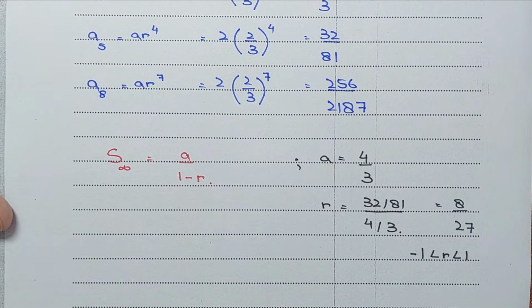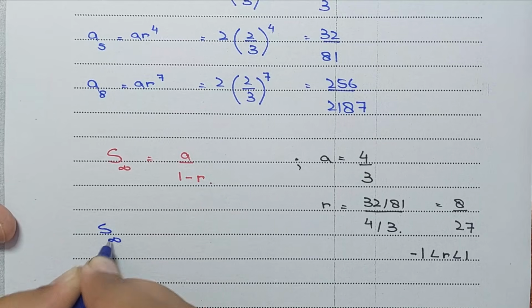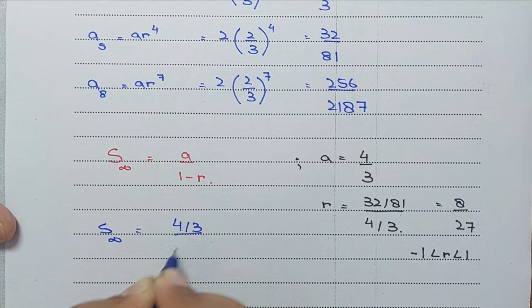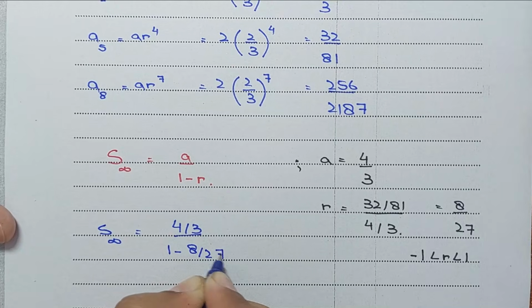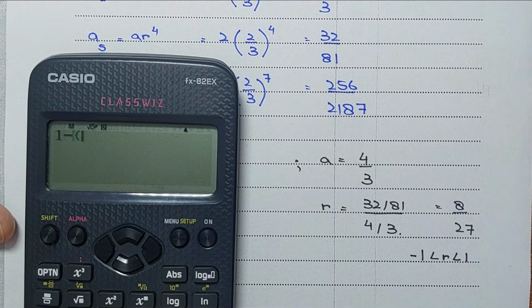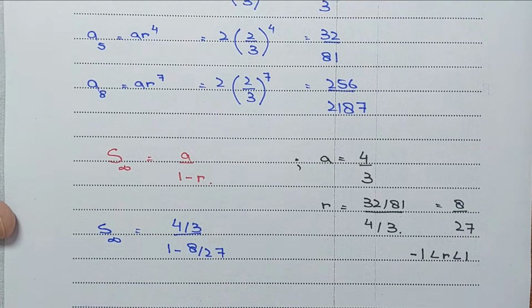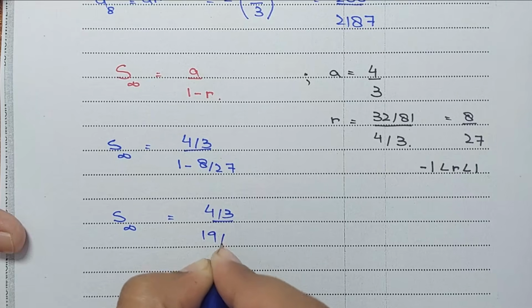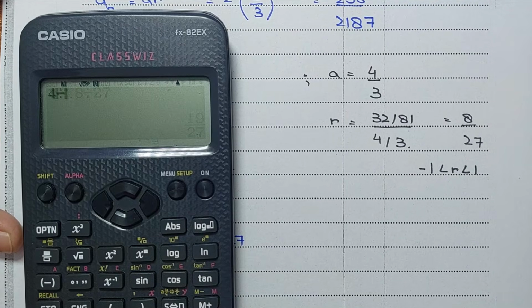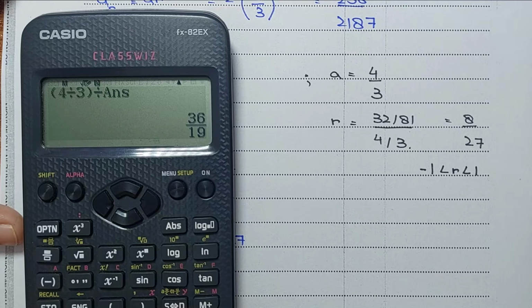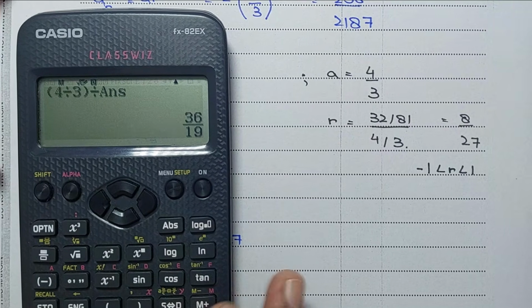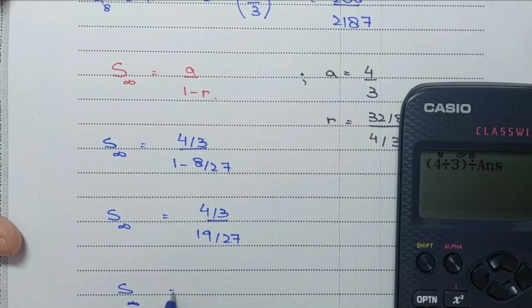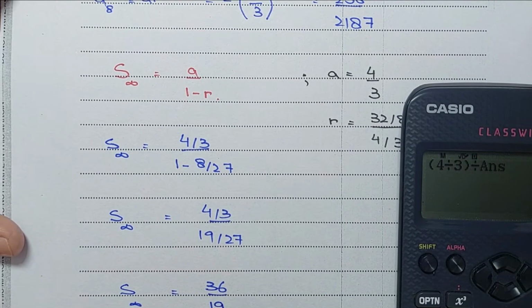Okay. So let me write down everything. So S infinity is A, which is 4 over 3, over 1 minus R, which is 8 over 27. Okay. 1 minus 8 over 27 is 19 over 27. So S infinity is 4 by 3 over 19 over 27. 4 by 3 divided by 19 over 27, the answer is 36 over 19. So S infinity is 36 over 19.